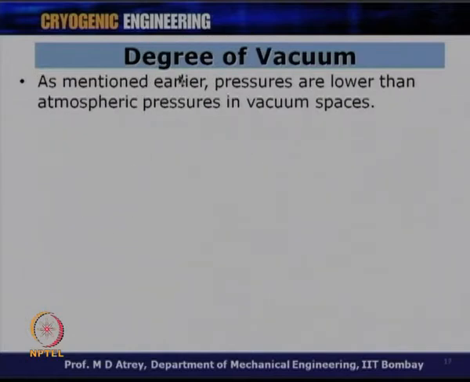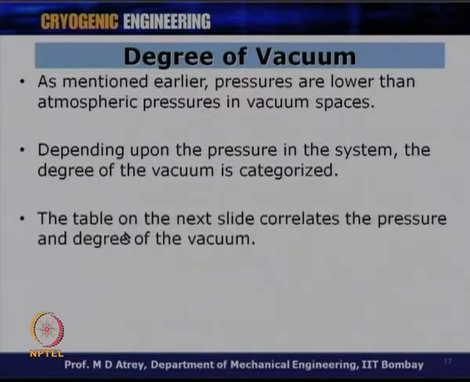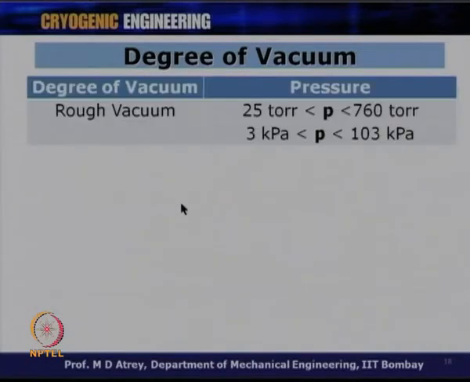Now, there are different degrees of vacuum depending on the levels of pressure. As mentioned earlier, pressures in vacuum spaces are lower than atmospheric pressure, and depending on how low they are, we have something called degrees of vacuum. Depending upon the pressure in the system, the degree of vacuum is categorized. The table on the next slide correlates the pressure and the degree of vacuum. Normally we call it low vacuum, very low vacuum, ultra low vacuum and things like that. They are all classified based on the level of pressure, so let us have a look at the degrees of vacuum.